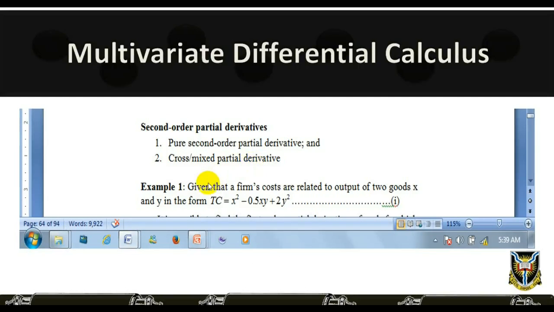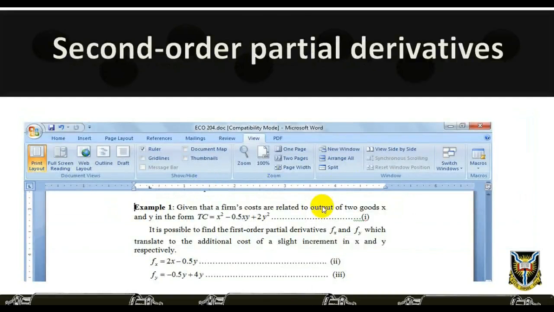Example 1. Given that a firm's costs are related to output of two goods x and y in the form TC equals x squared minus 0.5xy plus 2y squared as equation 1, it is possible to find the first order partial derivatives f_x and f_y, which translate to the additional cost of a slight increment in x and y respectively. f_x equals 2x minus 0.5y, equation 2. f_y equals minus 0.5x plus 4y, equation 3.